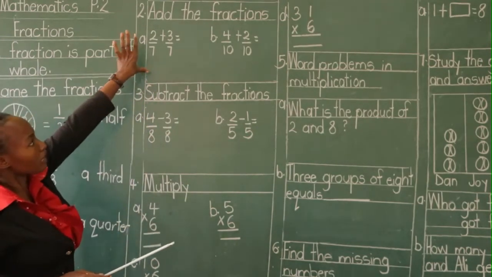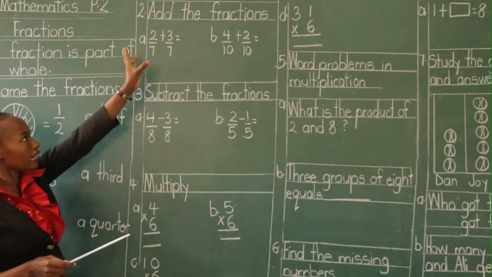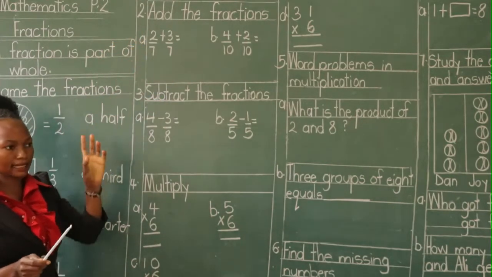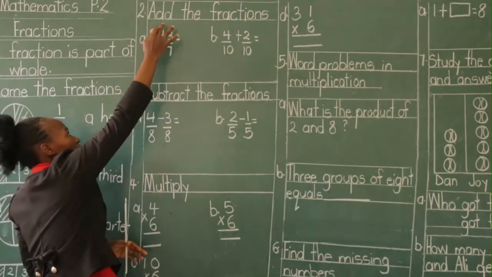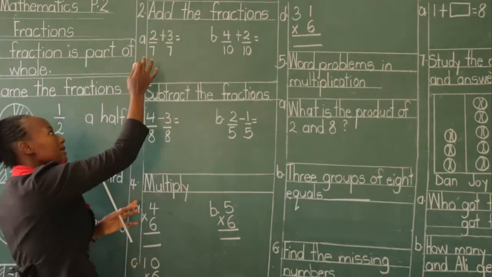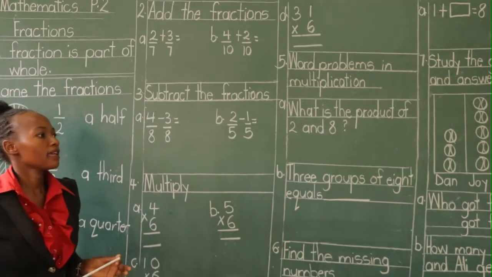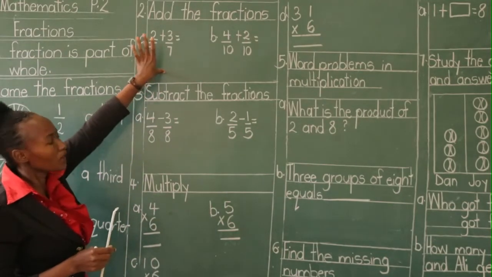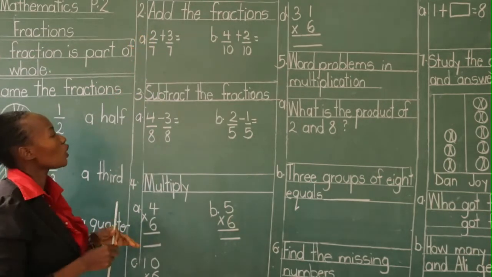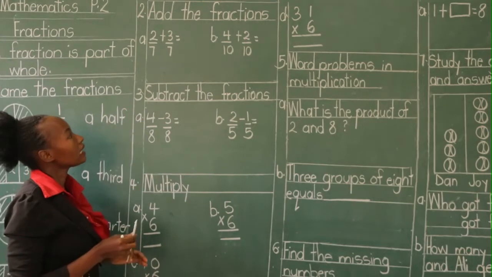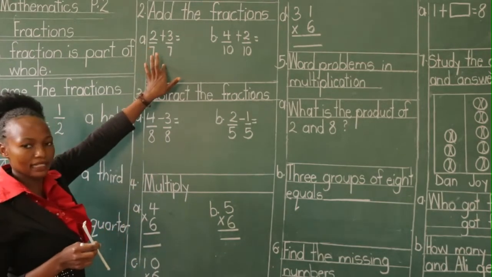When you look at these fractions, the numbers up are different. The numbers down are the same. The ones up we call numerators, and the numbers down we call the denominators. Now when we are adding the fractions, we don't add the denominator, the number which is down.